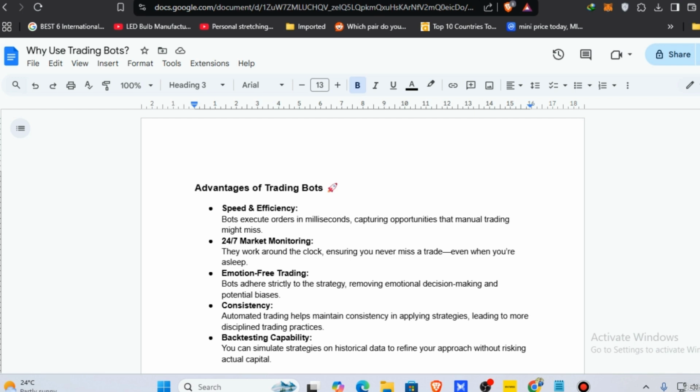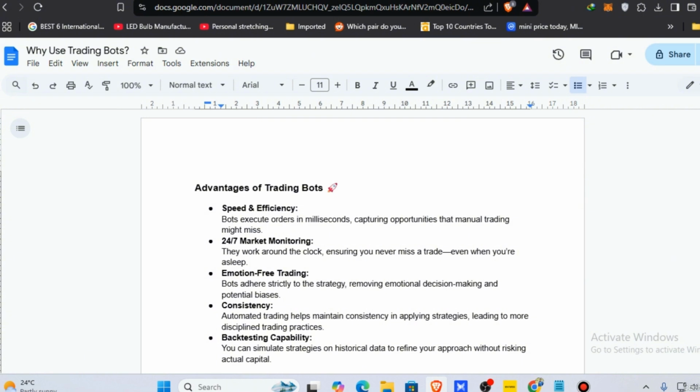Keep in mind that this whole course is both theory and practical, so we will also do practical after doing theory. So what are the advantages of trading bots? First one is speed and efficiency. Bots execute orders in milliseconds, capturing opportunities that manual trading might miss. You cannot stay on your screen for 24 hours, but a bot can do that, and a bot will easily take trades.